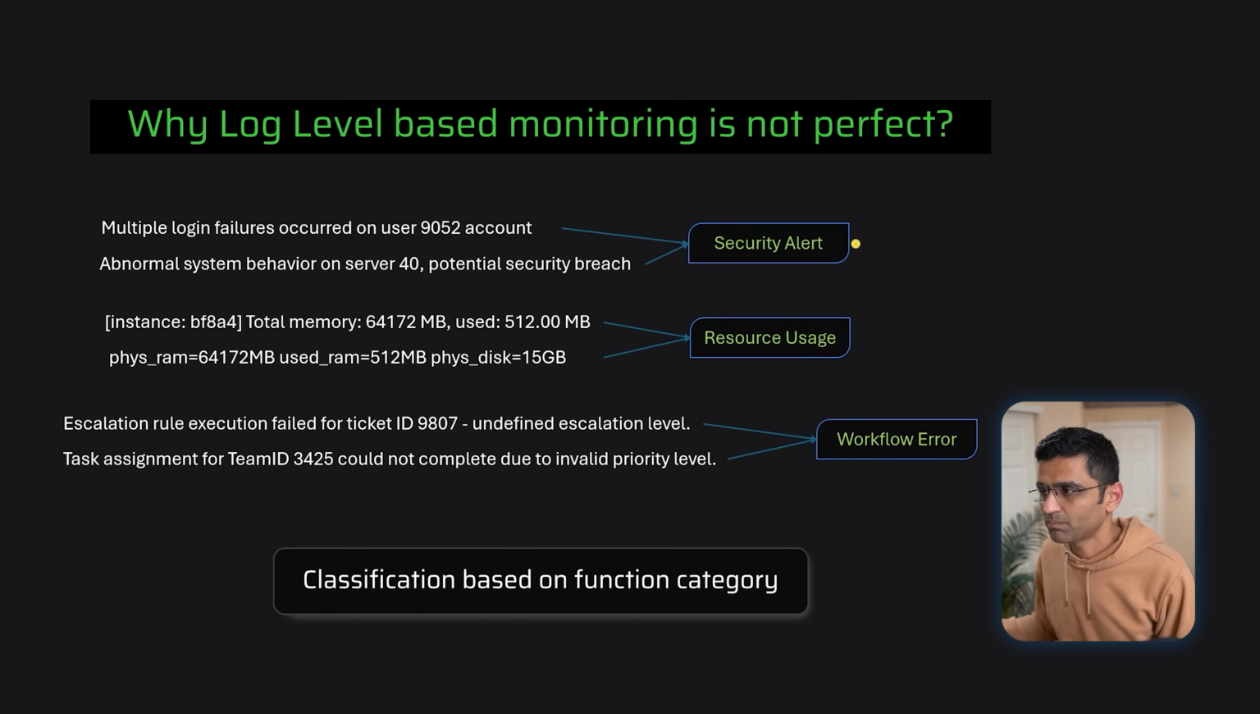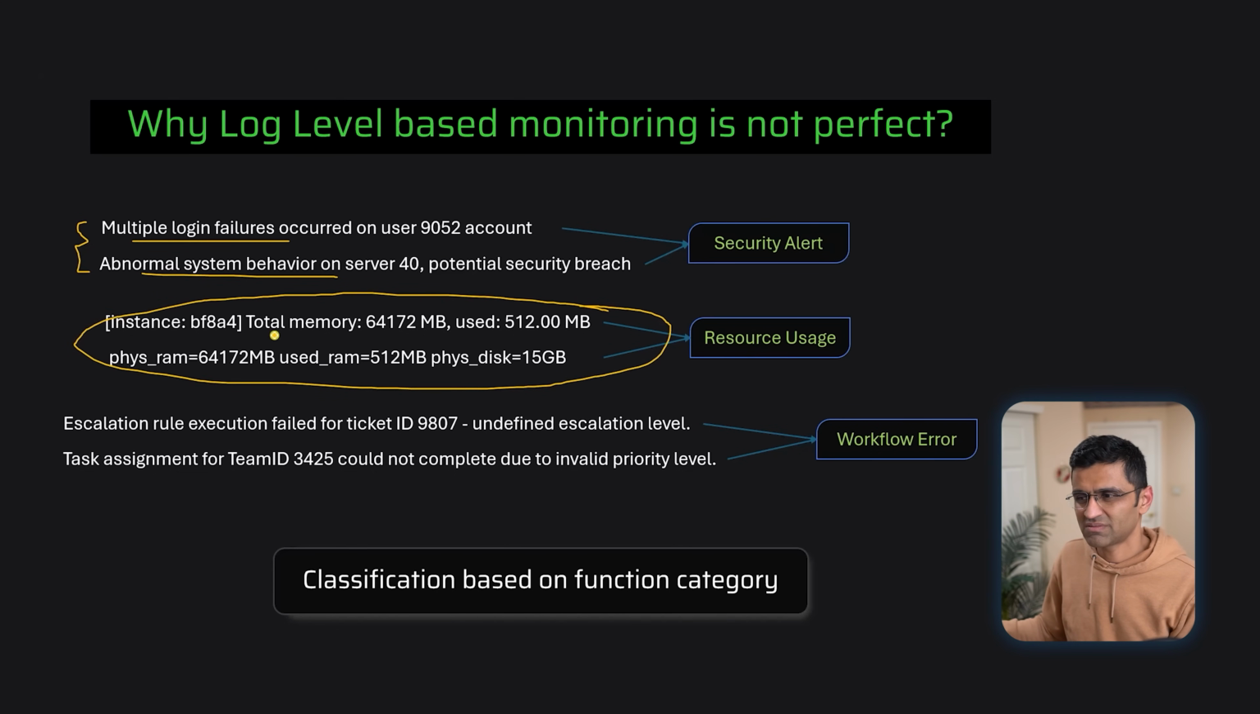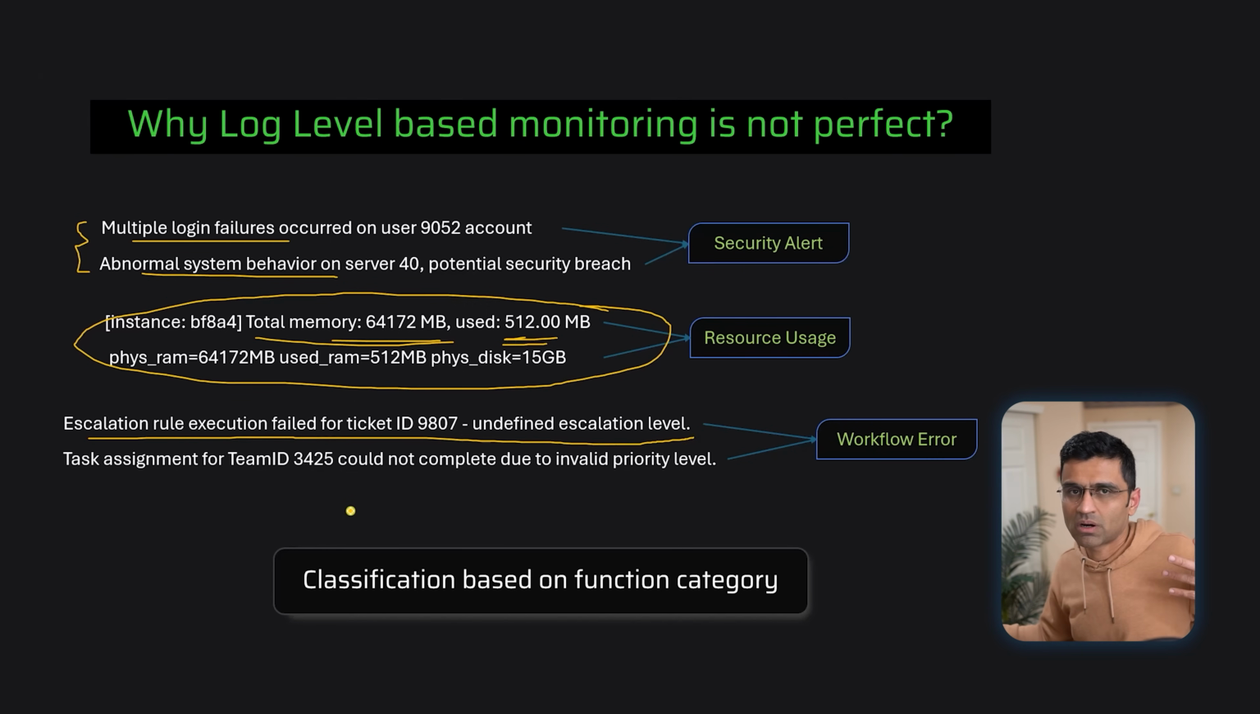Okay, for example, these 2 logs, you should be classifying them as security alerts. See, multiple login failures, abnormal system behavior. Then these logs talk about resource usage. I have this much total memory, used is this. That should be classified as the functional category resource usage. Then you have escalation rule fail, undefined escalation level in your CRM. That should be classified as workflow error. So having these kinds of functional categories will be helpful.